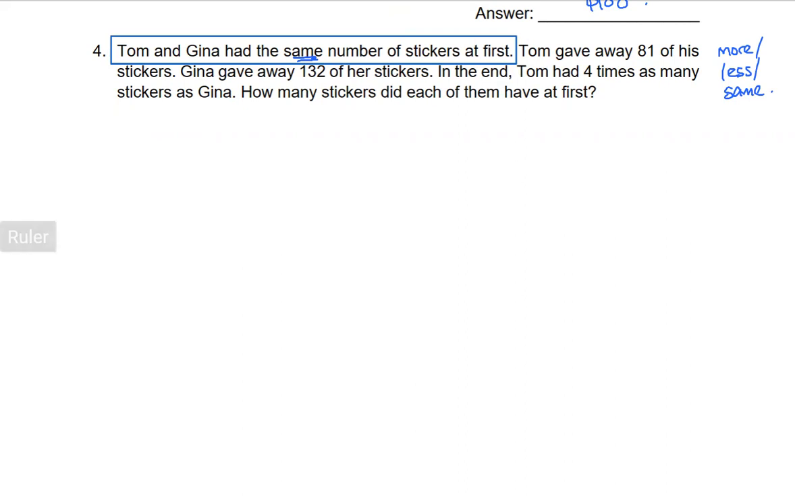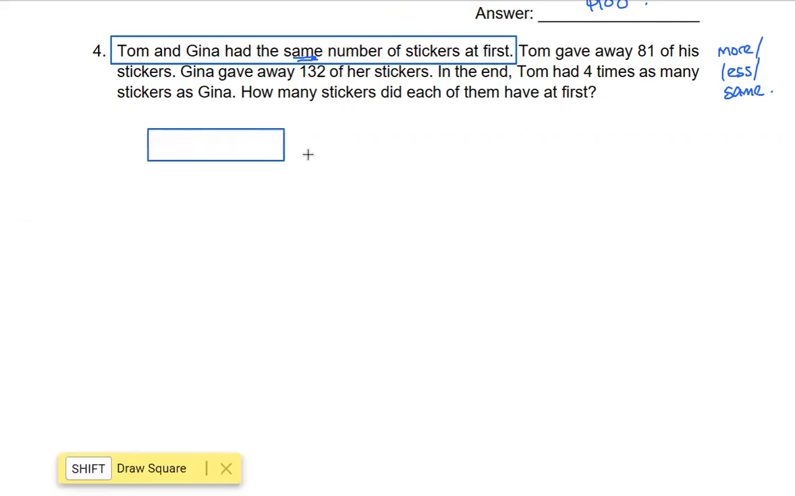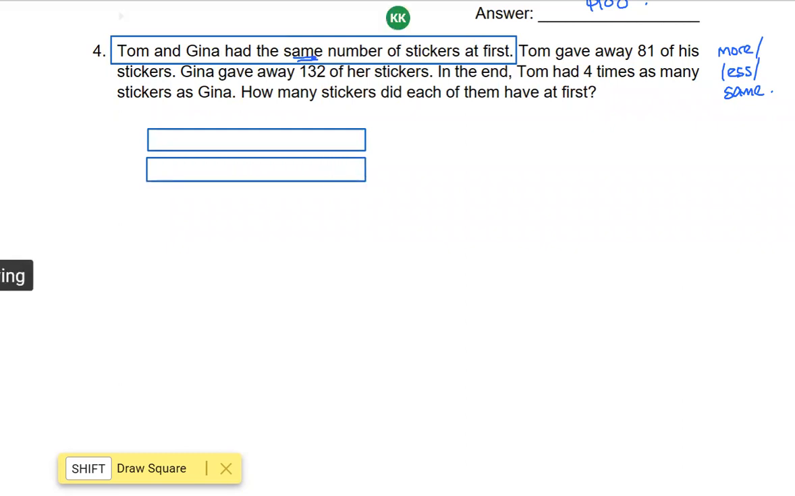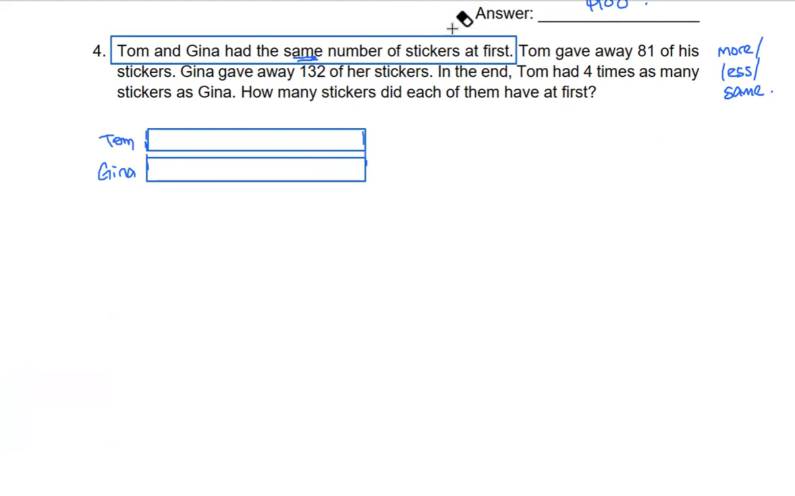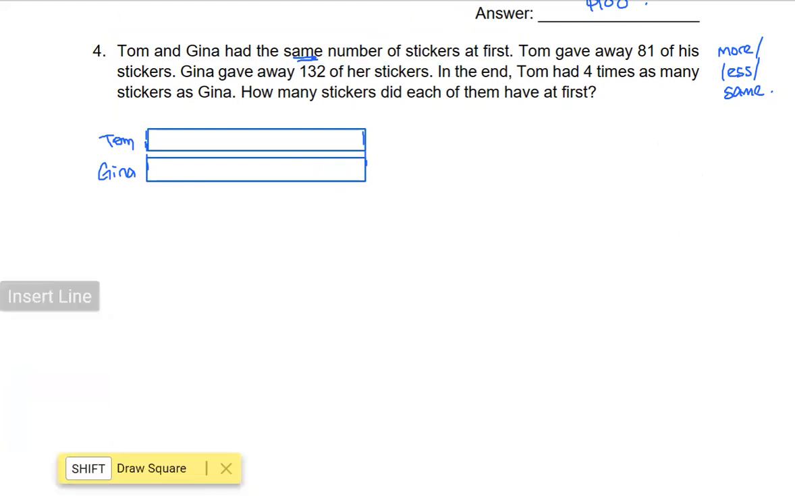So I'm going to draw 2 models, 2 rectangles of the same length, Tom and Gina. They have the same number of stickers at first. Now, Tom gave away 81 of his stickers. Okay, so gave away 81.